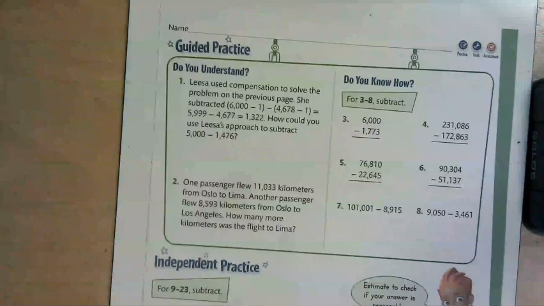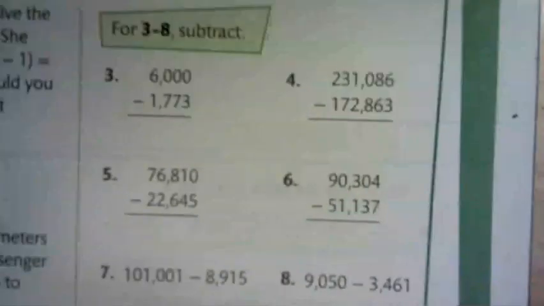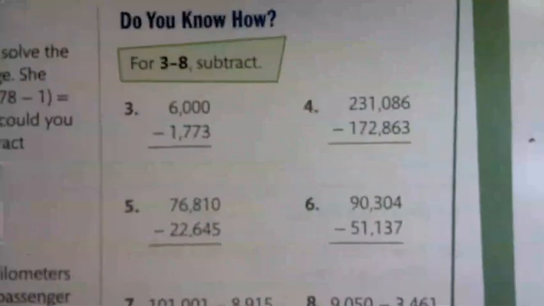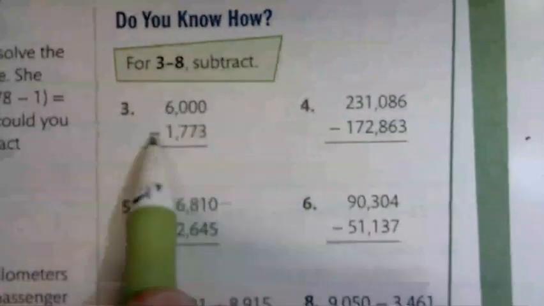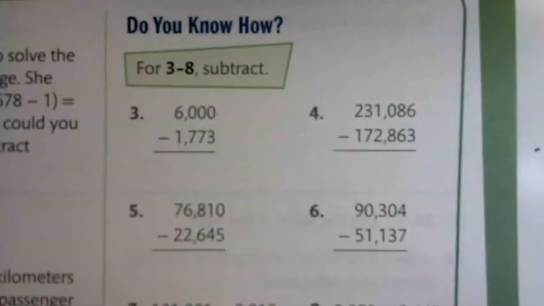All right. And let's take a look at number 3. And this will be in your book. So in your book, and I'm going to go ahead and put away my whiteboard for now. And I'm going to go ahead and zoom in for us. But we're going to check out number 3. So let me zoom in. Woo, there we go. All right. So here is number 3. Number 3 is going to be 6,000 minus 1,773. Goodness gracious. There we go.